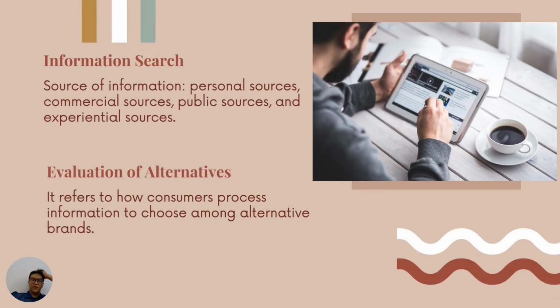The next step is information search. An interested consumer may or may not search for more information. If the consumer's drive is strong and a satisfying product is near at hand, he or she is likely to buy it then. Sources of information include personal sources, commercial sources, public sources, and experiential sources.